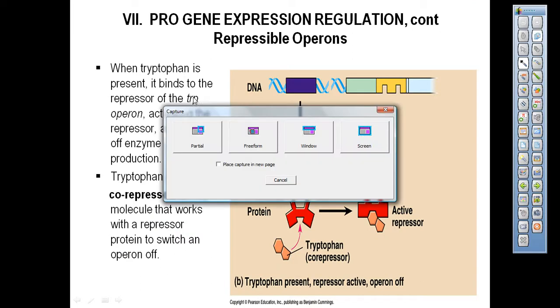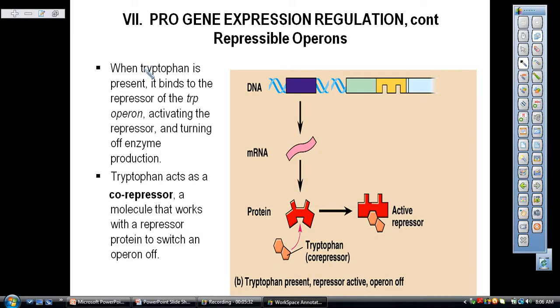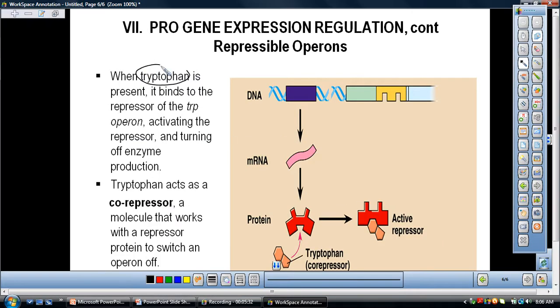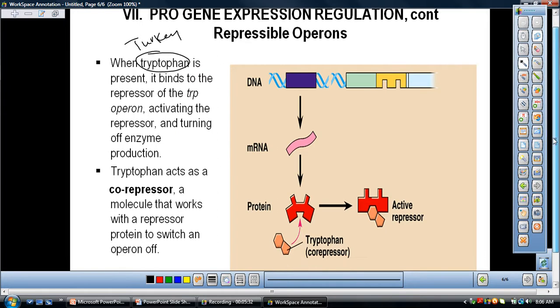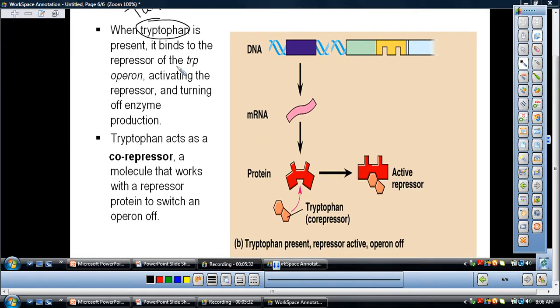In the next picture, you can see when tryptophan is present. When would this be? You ate a big, huge turkey meal. Because these E. coli live in your gut, so you put a lot of turkey in your stomach, tryptophan is highly available. There's no need for these bacteria to make tryptophan because that would be wasteful for them to make it and to also have it in their environment.